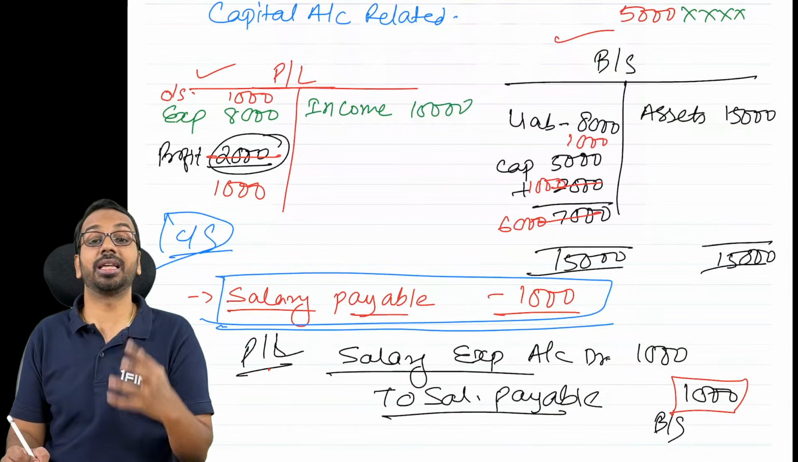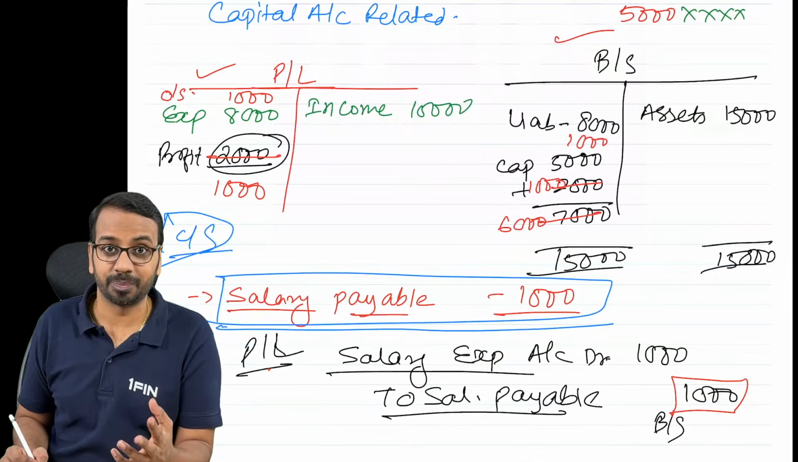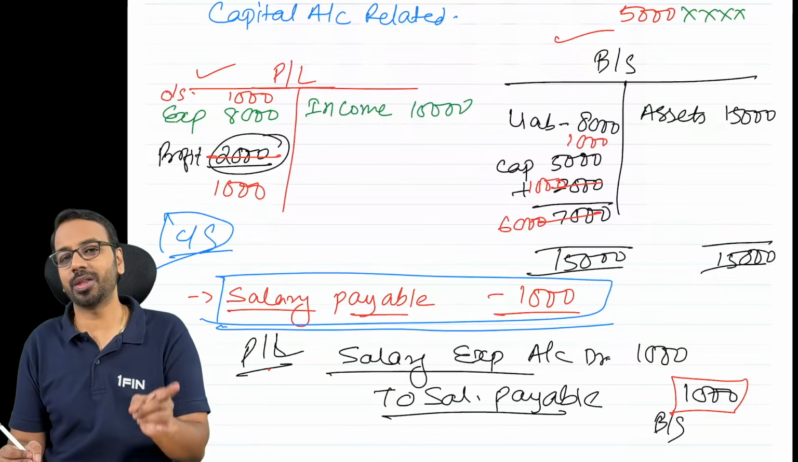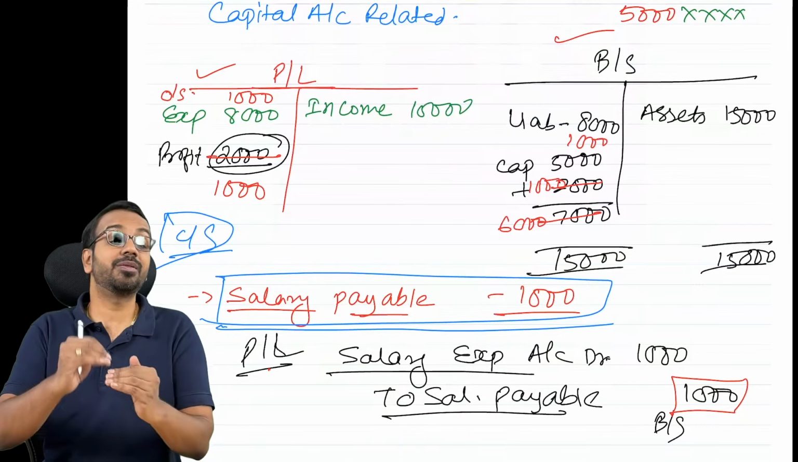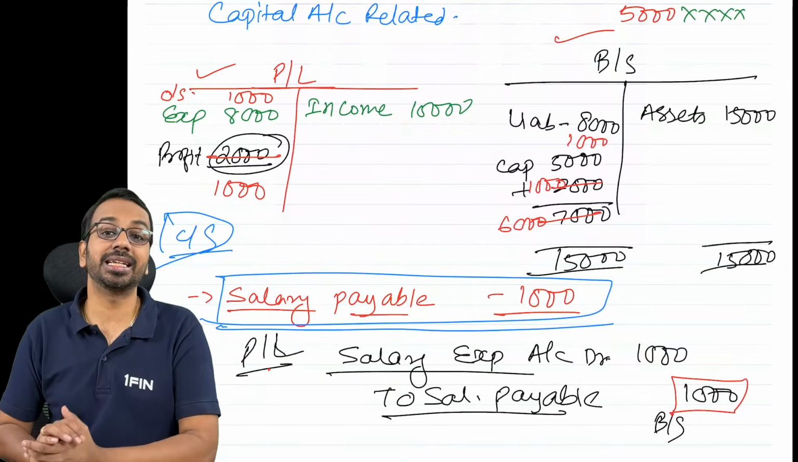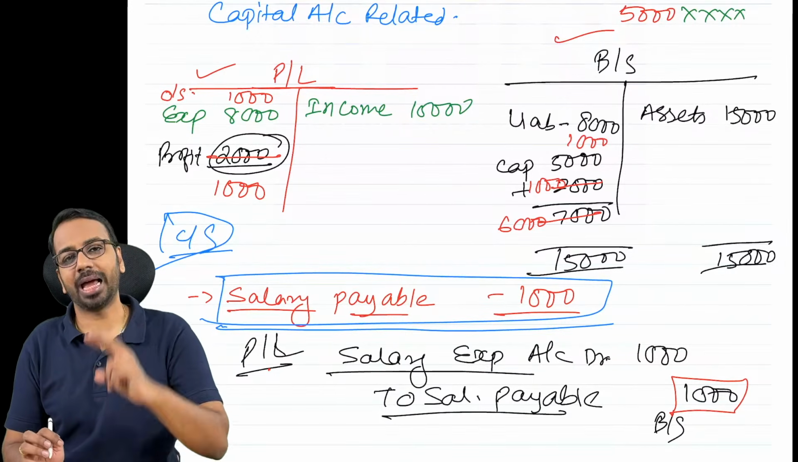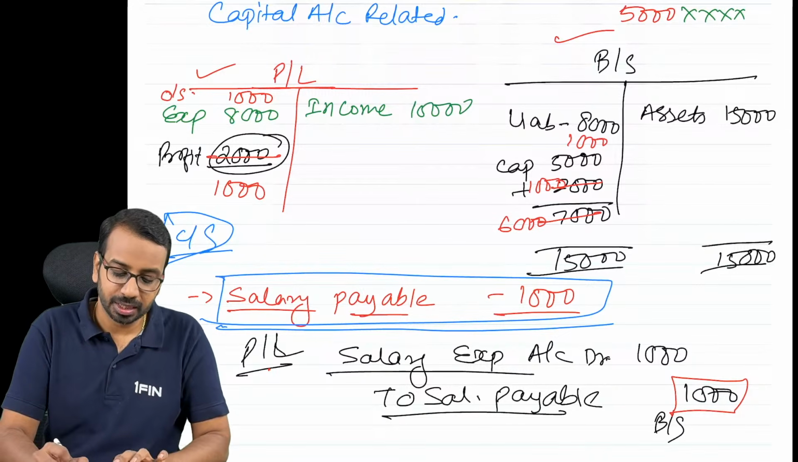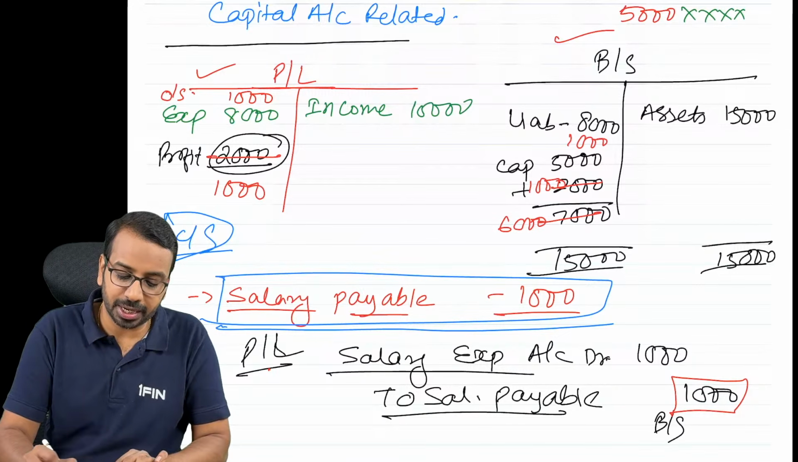Okay. Similarly, if they give you an adjustment on depreciation, how many times will it come? 2 times. Once in the P&L, once in the balance sheet. So like this, if there are any adjustments for which accounting entries have not been passed, you will have to give the effect 2 times.